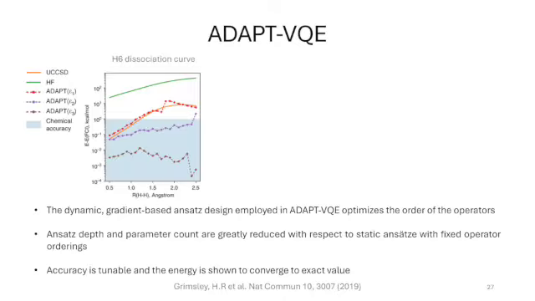Sorry, real quick, is this the bond distance between each atom in the bond? Yes. Okay, thank you. And is this just a diatomic or is this like a linear chain? It's a linear chain of 6 hydrogens. Okay.